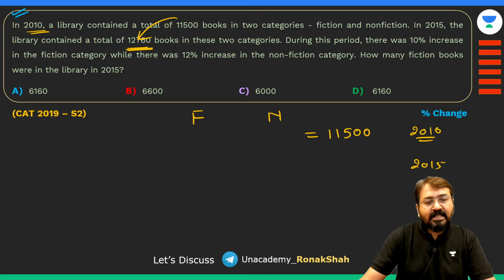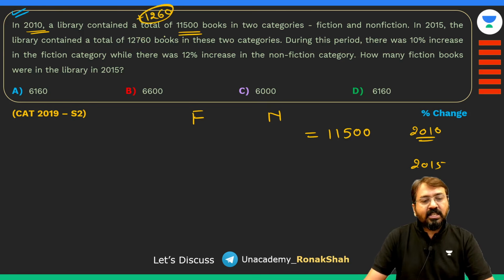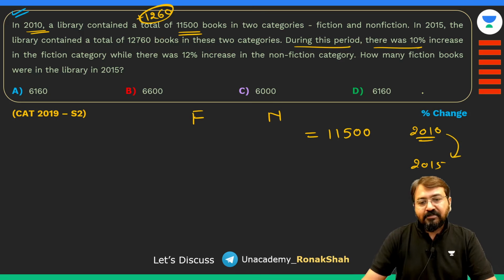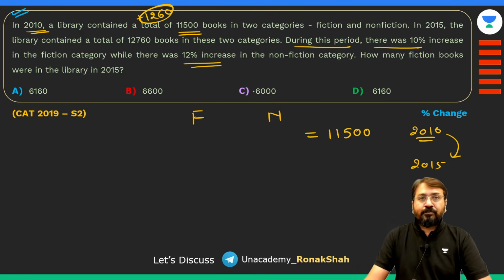So number of books has increased by, can I say 1260? Yes or no? 11,500 to 12,760. So it's an increase of 1260, right? And during this period, that means 2010 to 2015, there was 10% increase in the fiction category, while there was 12% increase in the non-fiction category.